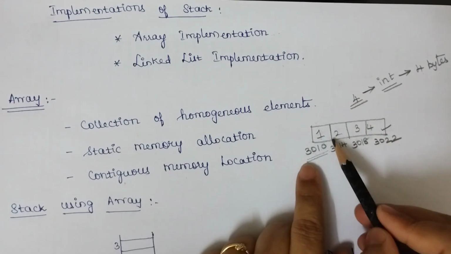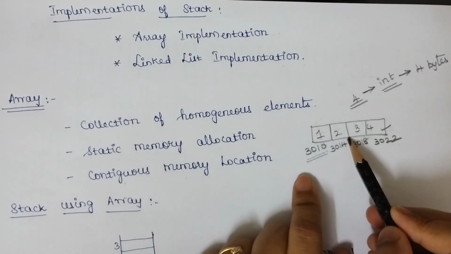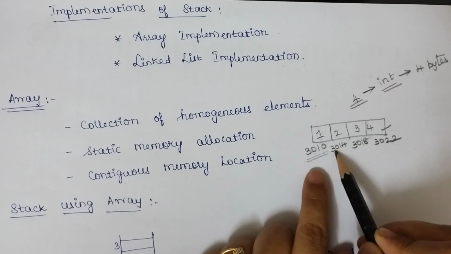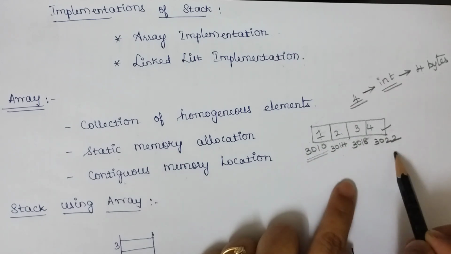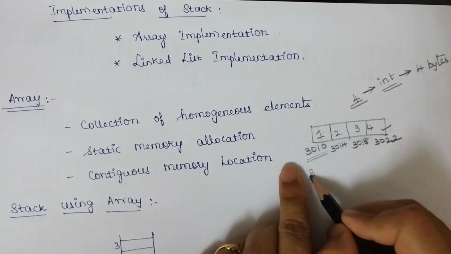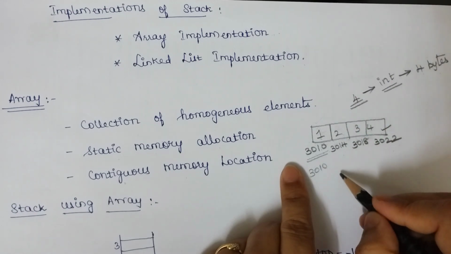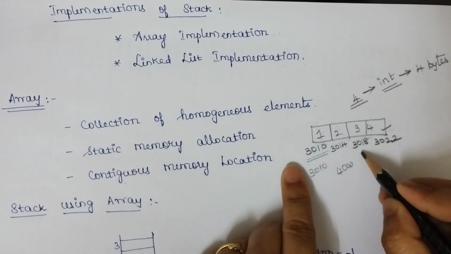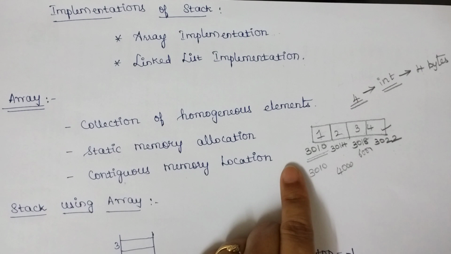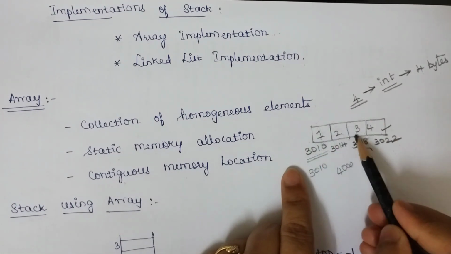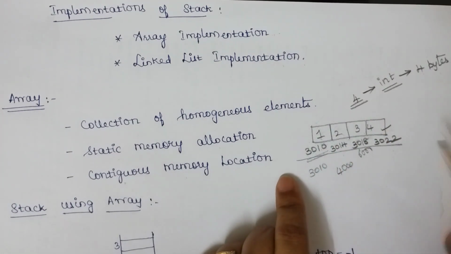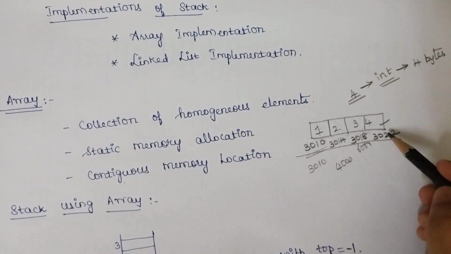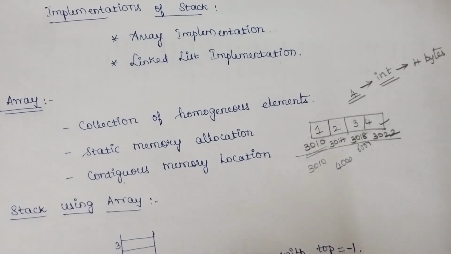So each value occupies 4 bytes of memory, and you can see here the memory locations are continuous, contiguous memory locations. It is not like this value is at 3010 and this value is at 4000 and this value is at 6000. It's not like that, right? So here every element of the array is stored in a contiguous memory location. This point you should remember when you're using an array.